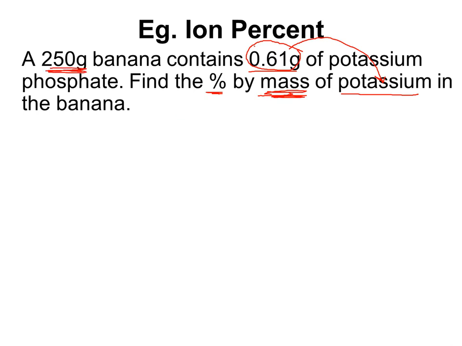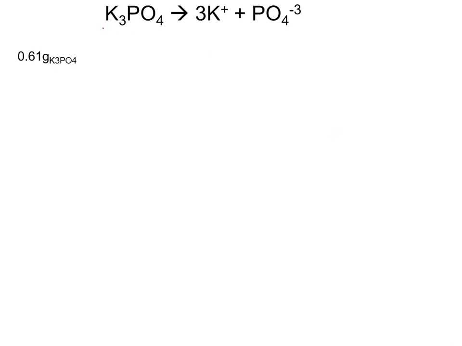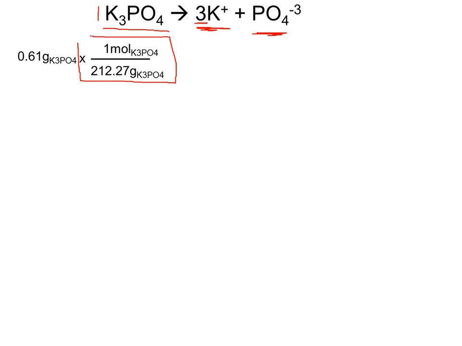So let's start off with the number we have, and in order to convert from potassium phosphate into potassium, we're going to have to know that ratio in moles. The potassium phosphate has 3 ions of potassium for every 1 ion of phosphate in there. So if I have a mass of potassium phosphate, I can't just multiply it by 3, because this is a 1 to 3 ratio, not in mass but in moles. So like most calculations in chemistry, we're going to have to convert into moles first. And so use the molar mass of potassium phosphate, 212.27, and that will give me my moles of potassium phosphate.